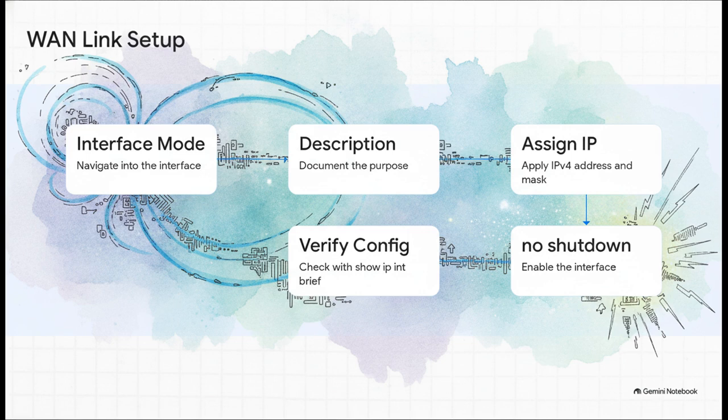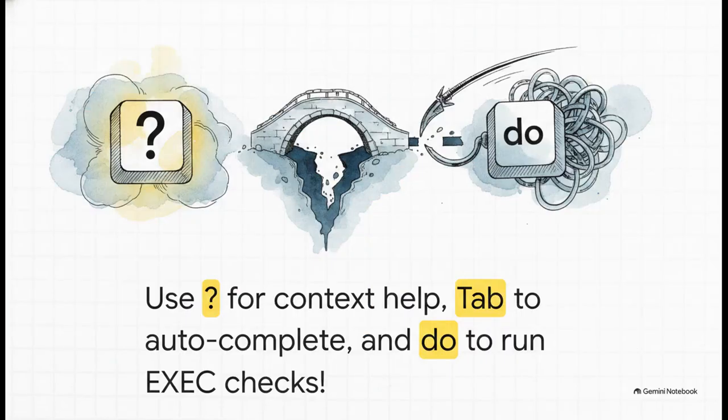They literally will not work until you explicitly tell them to turn on. Finally, step 5, verify your work using show IP interface brief to make sure the link actually shows up as up and up. Now, while you're actively configuring out in the field, time is money. These are some essential life-saving shortcuts.